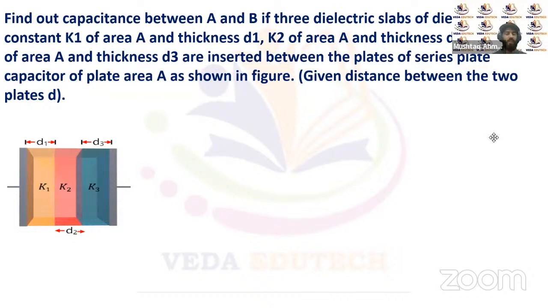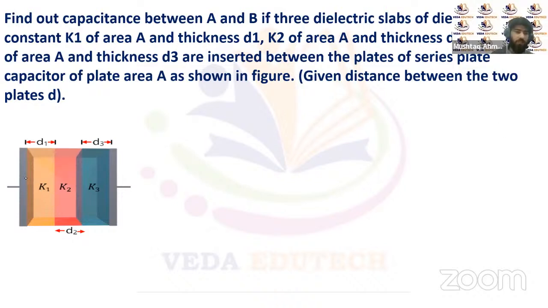Now you can see here we have the question: find out the capacitance between A and B if three dielectric slabs of dielectric constants K1, K2, and K3, right? K1 of area A and thickness D1, K2 of area A and thickness D2, and K3 of area A and thickness D3 are inserted between the plates of a parallel plate capacitor of plate area A as shown in the figure. Given the distance between the two plates is D, right? So the total distance D is equal to D1 plus D2 plus D3, right?